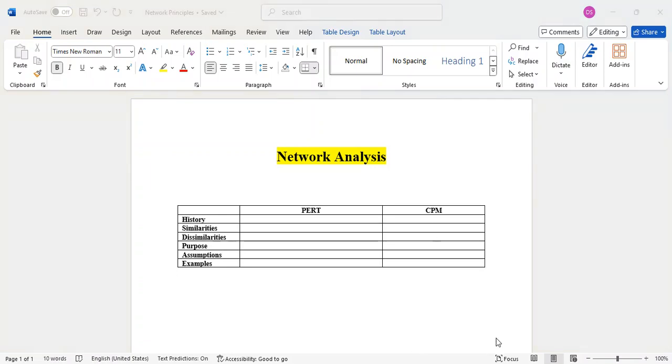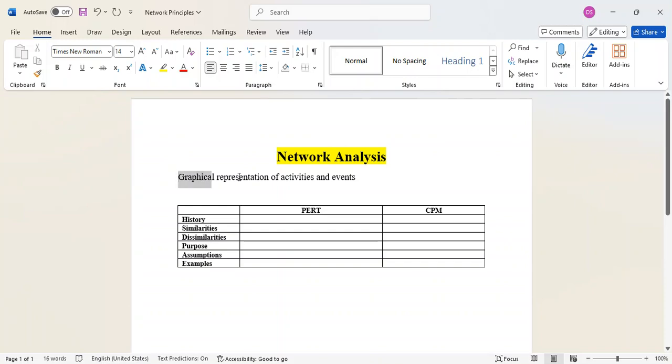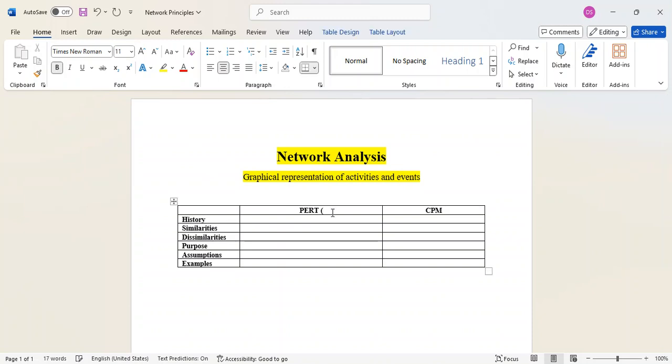Hello friends, let's discuss another important chapter in operation research, that is network analysis. It is the graphical representation of activities and events. This is called network analysis. Suppose someone asks for the definition of network analysis, you should highlight that it is the graphical representation of activities and events, and that it deals with two techniques.